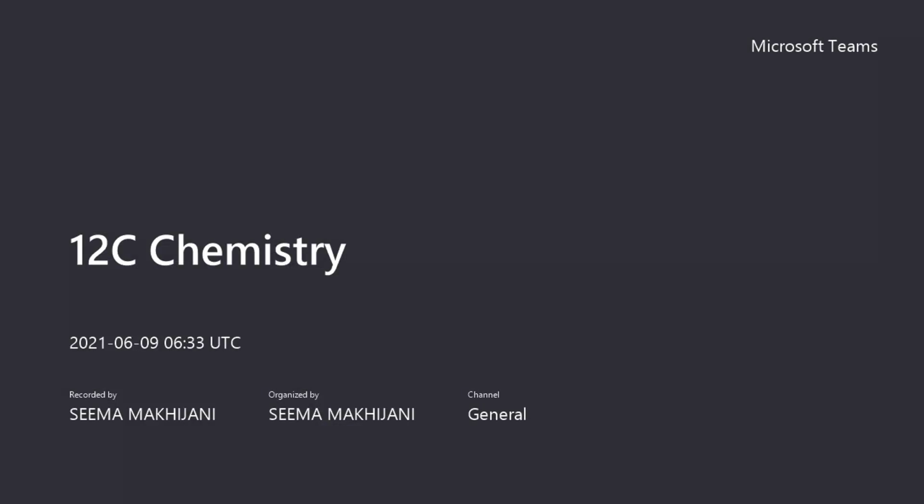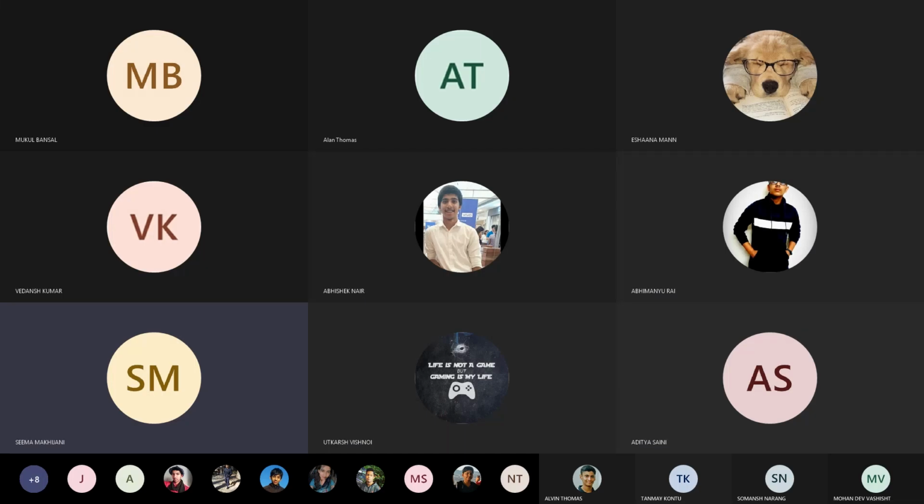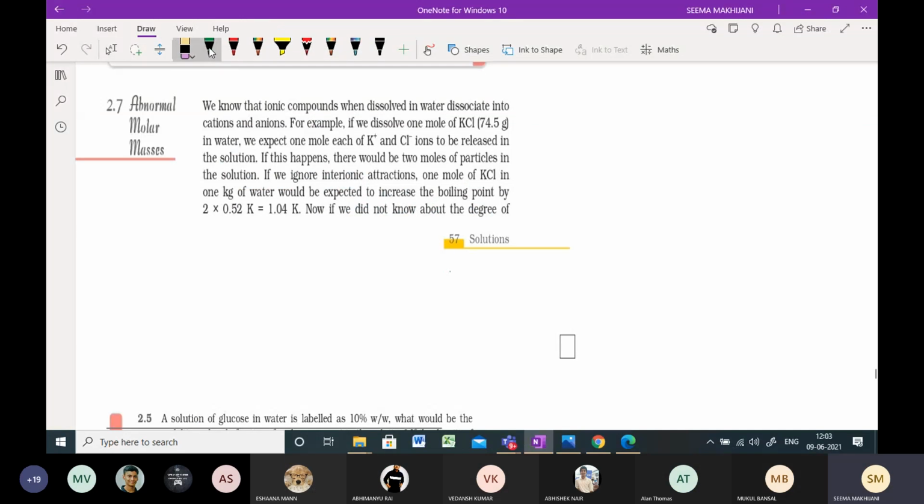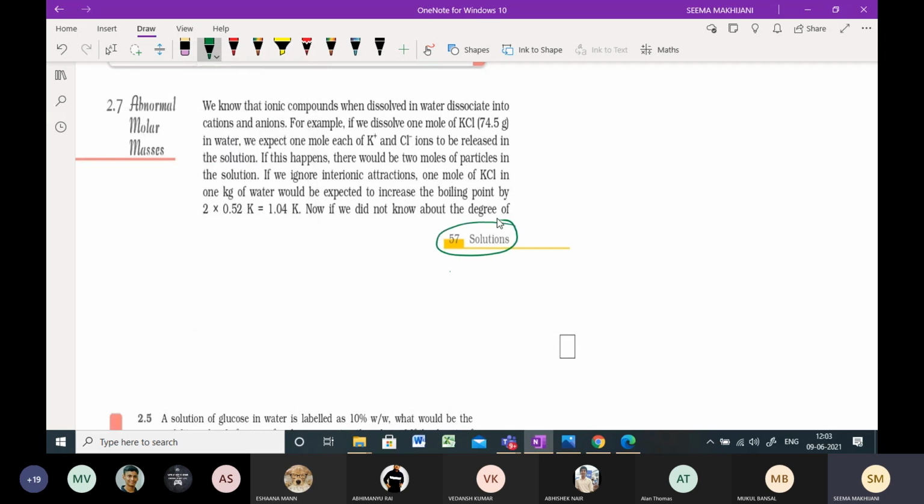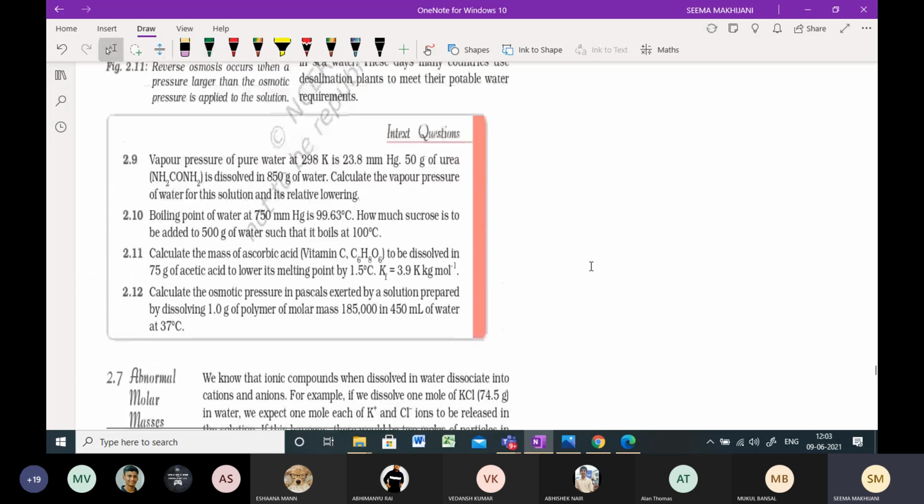We're going to do numericals. Please refer to NCERT page number 57, everyone. I'll be helping you with the numericals on colligative properties. So this is your page number 57 for your reference. There are in-text questions here.